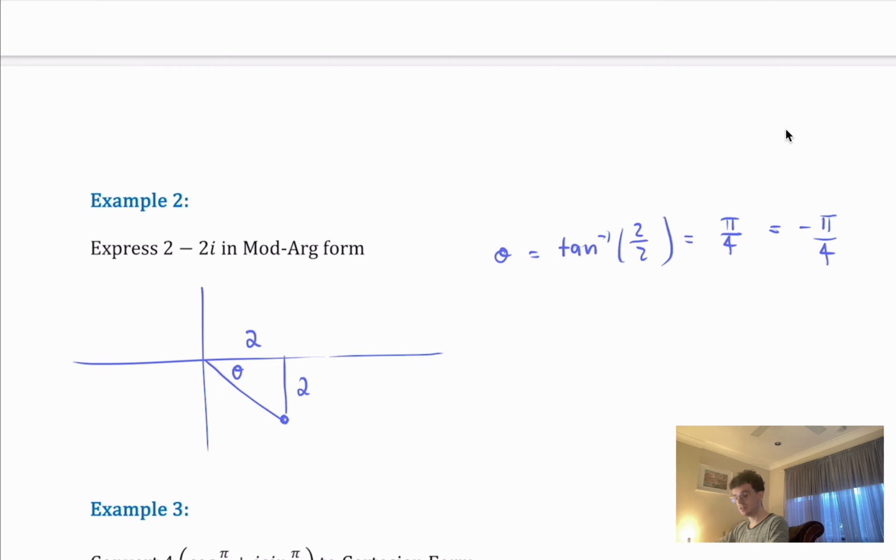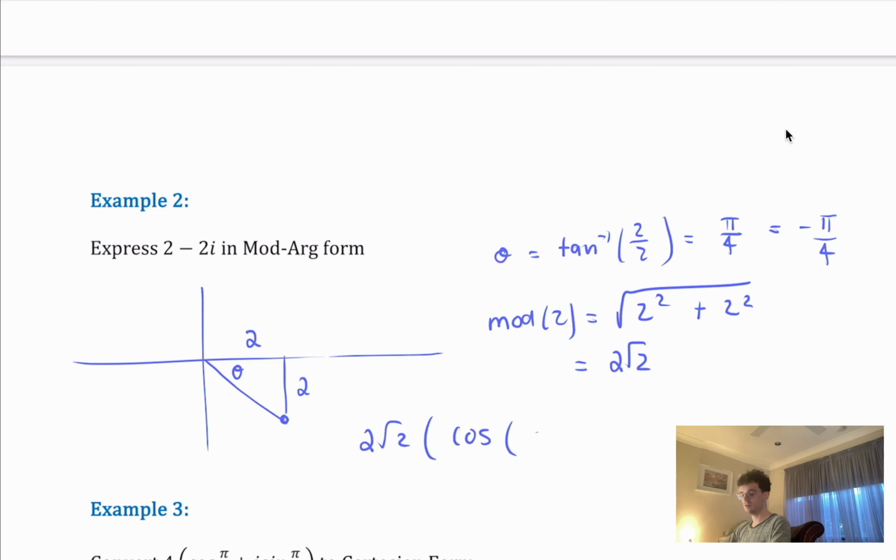Now, the modulus, mod z, is going to be the square root of 2 squared plus 2 squared, which is the square root of 8, or 2 root 2. So in mod arg form, this complex number is 2 root 2 cos of negative pi on 4 plus i sine of negative pi on 4.